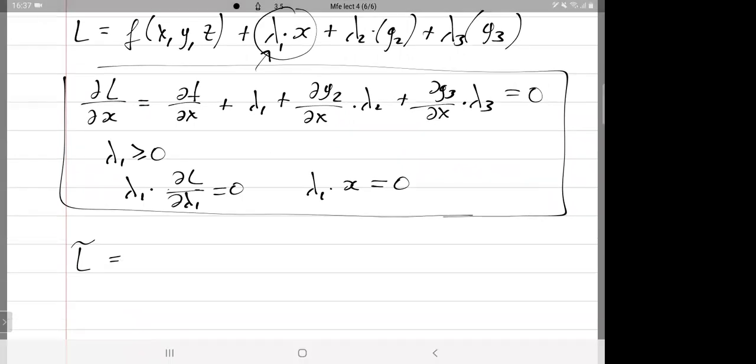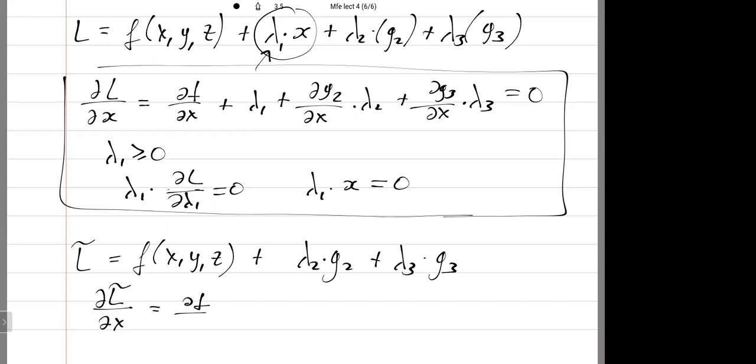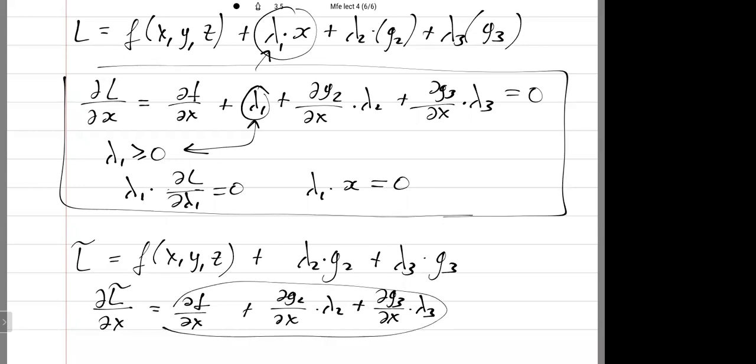The idea is, we can introduce a parsimonious Lagrangian function. We will not introduce lambda 1. We don't need lambda 1. We will say that it's f, this is the parsimonious version, we do not copy that one, plus lambda 2 times g2 plus lambda 3 times g3. And let's see the derivative of the parsimonious Lagrangian function. It will be df dx plus dg2 dx times lambda 2 plus dg3 dx times lambda 3. And we see that this lambda is non-negative. So the derivative of the parsimonious Lagrangian should be non-positive.